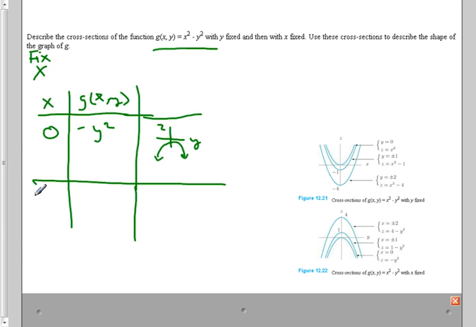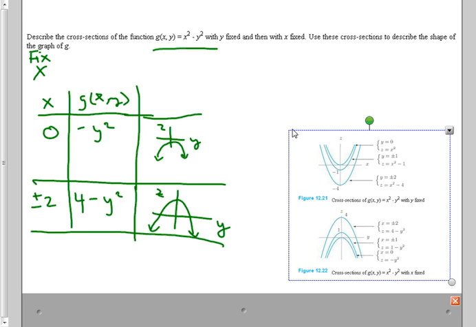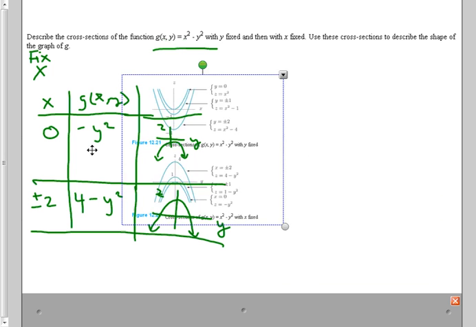When x equals plus or minus 2, we're going to get 4 minus y squared. So in our z and y plane, we get something that looks like this. And we can continue to do such, but we have it right here, so let's take advantage of that. Here is our graph of all the cross sections.